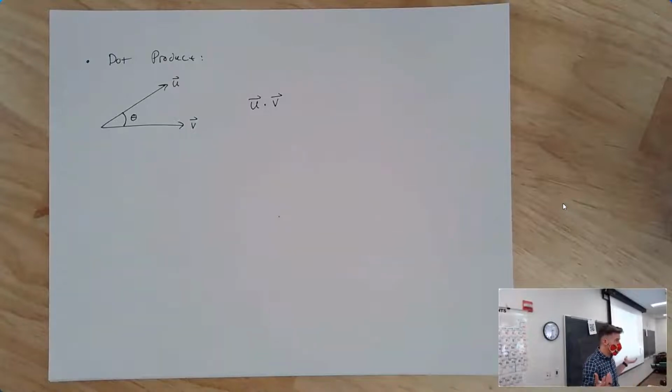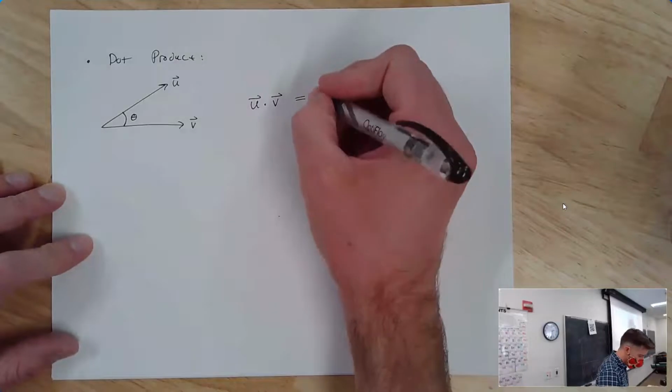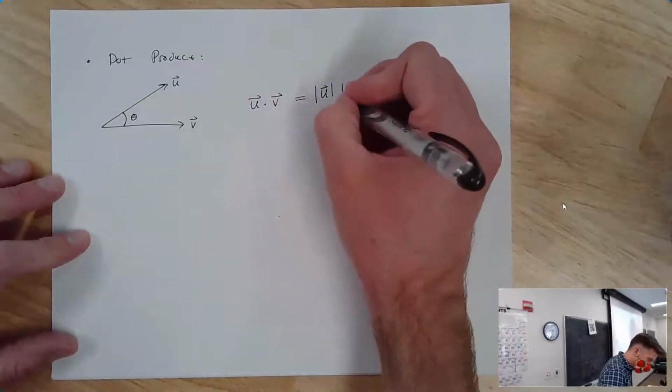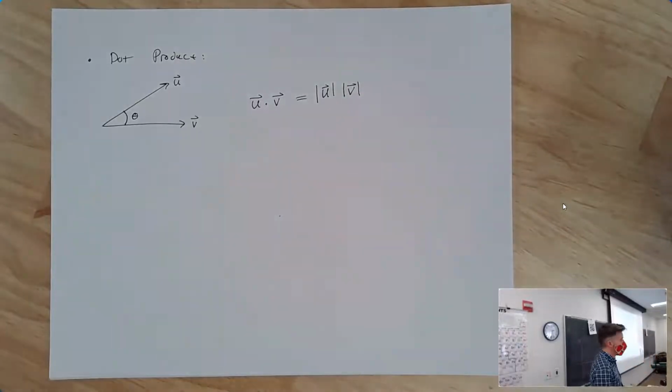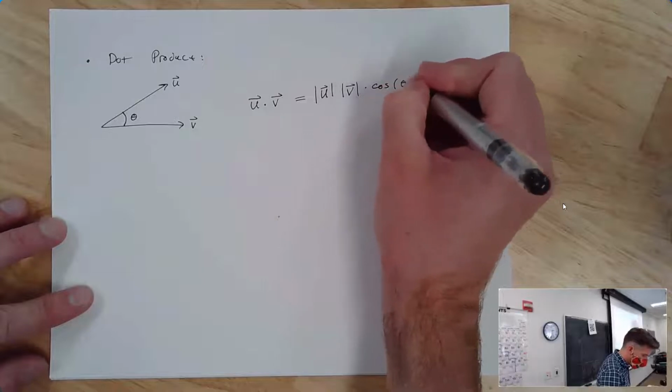Our inputs are vectors, two vectors. Our output is some scalar value. And one way of doing this, which is not the way we're probably going to do it most of the time, is it's the magnitude of the vector u times the magnitude of the vector v. Magnitude is just another word for length, times cosine of the angle between them.